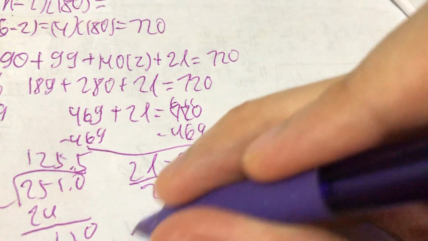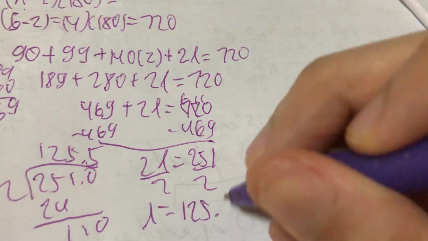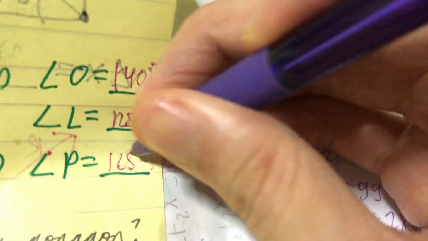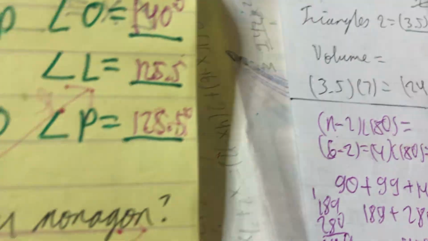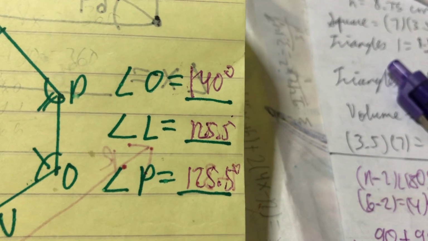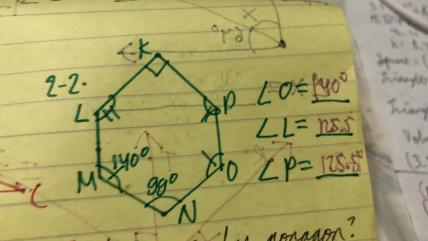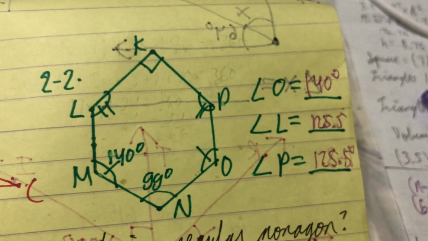So therefore, angle L must measure 125.5 degrees together with angle P. So 125.5, 125.5 as well. There, now we got the answer. All right, that's how we do the hexagon. Very easy, right? Next, number 3.